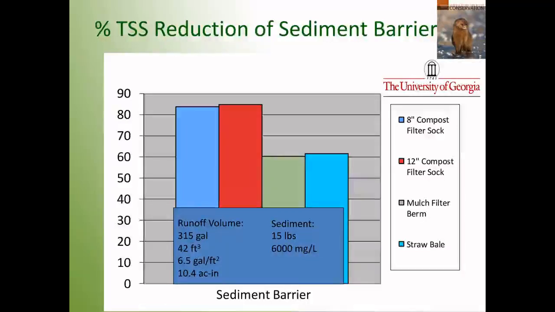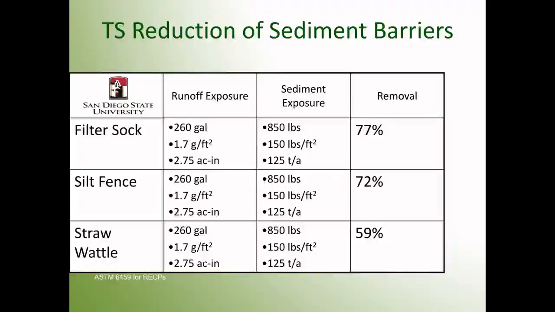A similar project conducted by the University of Georgia, also published in the Journal of Soil and Water Conservation, evaluated the total suspended solids reduction of compost filter sock compared to an uncontained mulch filter berm and straw bale, and you can see the significant difference in performance between these two types of practices, really about 60% effectiveness or percent removal of sediment versus about 85% effectiveness or percent suspended solids removal efficiency for the compost filter sock.